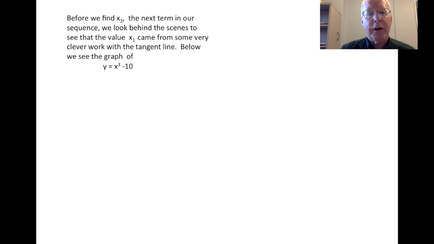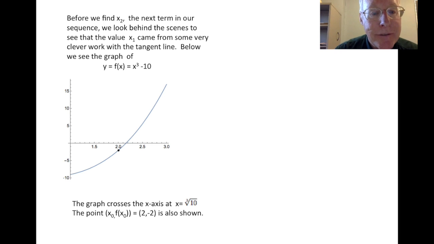But before we find x2, the next term in our sequence of iterates, we're going to look behind the scenes and see that the value x1 came from just some very clever work with the tangent line. So let's take a look at the graph of y equals x cubed minus 10. There it is. This graph crosses the x-axis at the point cube root of 10.